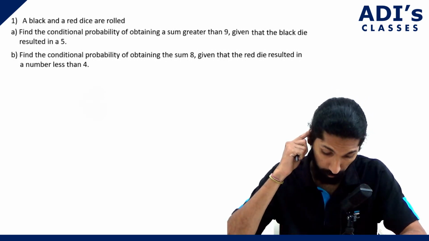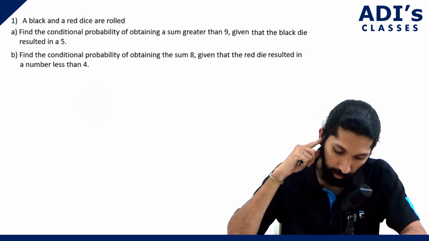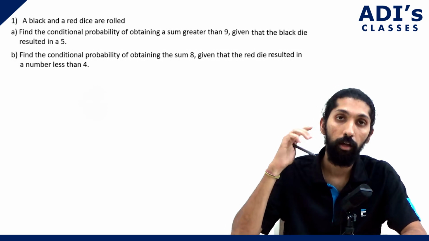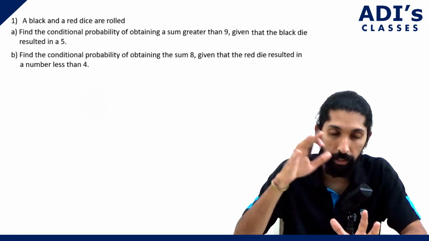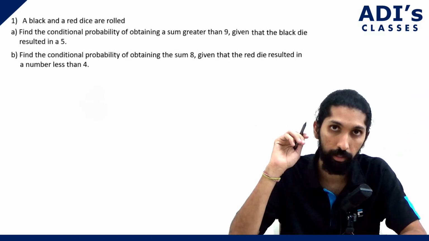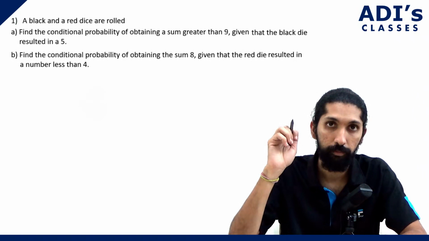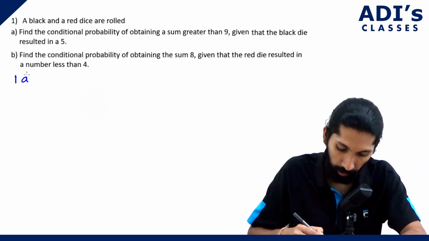Second one: find the conditional probability of obtaining a sum of 8 given that the red die resulted in a number less than 4. Now, the first thing is you need to understand the sample space, the total conditions, what is there and what is not there. Then based on that, we can go for the next part. So let's solve this one. We'll talk about 1A.